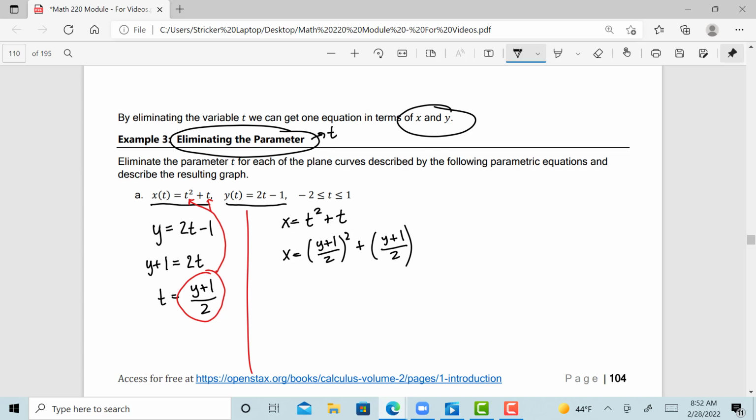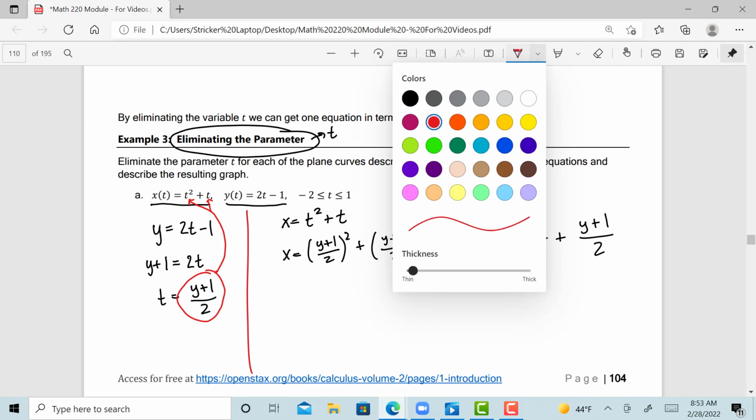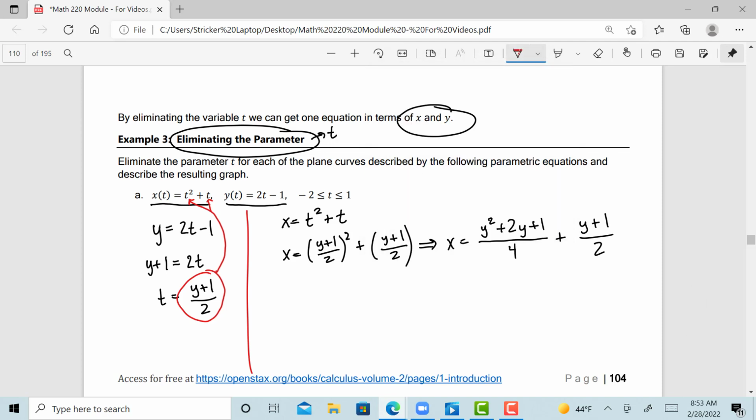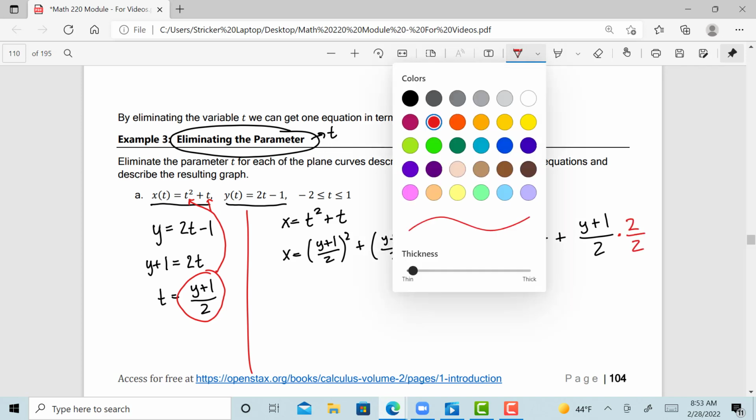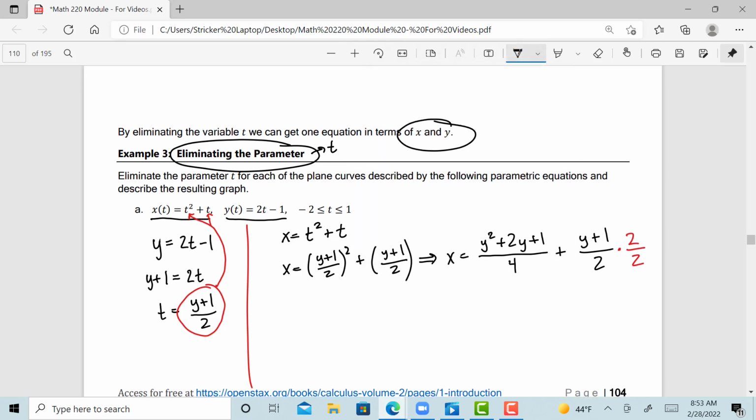If I expand this first part, what are we going to get? If I square the first part, on the numerator we're going to get y squared plus 2y plus 1. If you don't believe me, go ahead and do that on the side. Then if you square the denominator, 2 squared is 4. And we have plus y plus 1 over 2. It would be nice if we could add these two fractions. In order to do that, we're going to need a common denominator, so we could multiply the second term by 2. That's going to help things out.